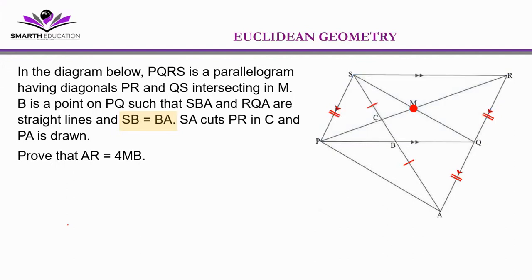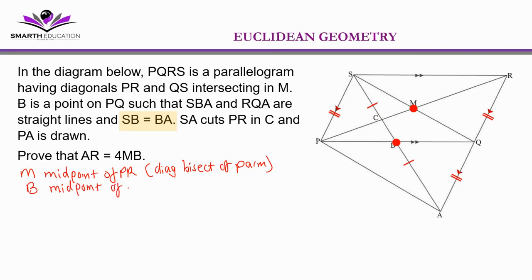And then we have this parallelogram. Also, we prove that this is a parallelogram, meaning that B is the midpoint of PQ. It is also the midpoint of SA because the diagonals of a parallelogram bisect each other. Well, let's write that. M is the midpoint of PR, diagonals bisect of parallelogram. And then B is the midpoint of PQ. Again, diagonals bisect of parallelogram. We can construct our MB.